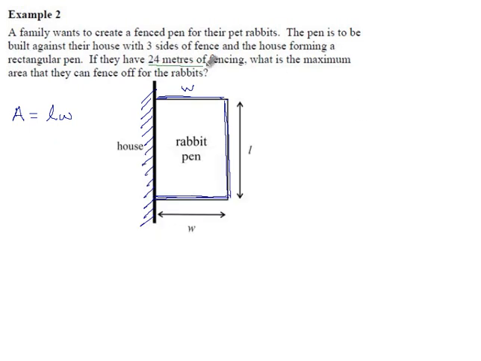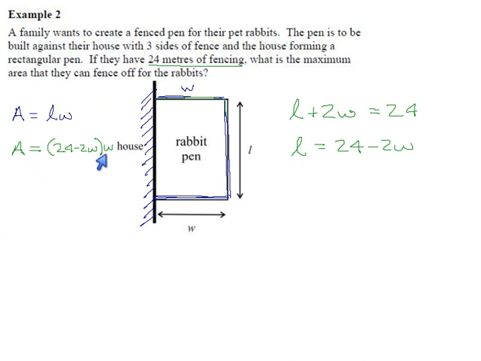They said we have 24 meters of material to work with. So these three sides of the enclosure, meaning an L and two W's, must add up to 24 meters. Well, if that's true, then the length has got to be something like 24 minus 2W. We can use that. Any place that this expression contains L, we can put this instead. So our new improved area over here is L times W, and for L, I'm saying 24 minus 2W.